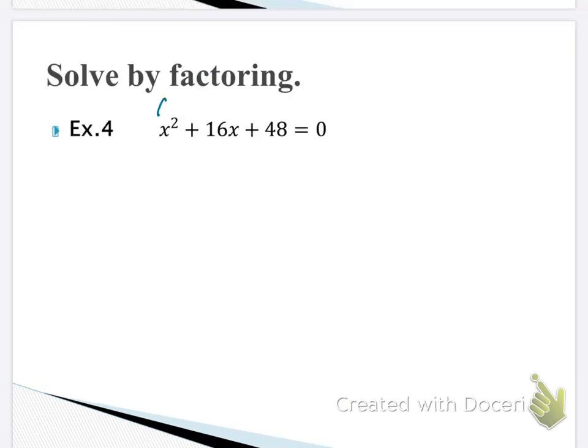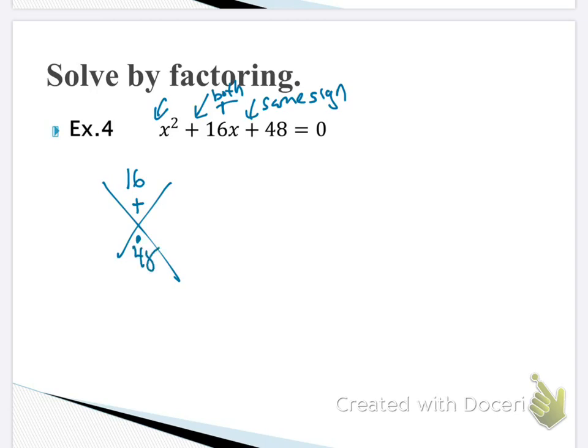Okay, so we see that our leading coefficient is 1, so we can use our x method. This tells me same sign because it's a positive. This tells me both positive. So it's going to add to give me 16, multiply to give me 48. So we have 1 and 48, 2 and 24, 3 and 16, 4 and 12, 5 doesn't do it, and then 6 and 8.